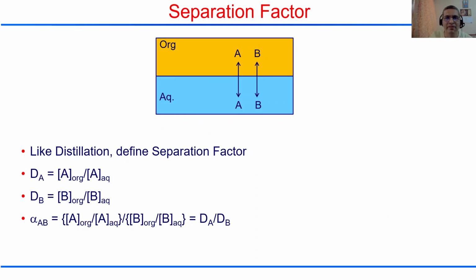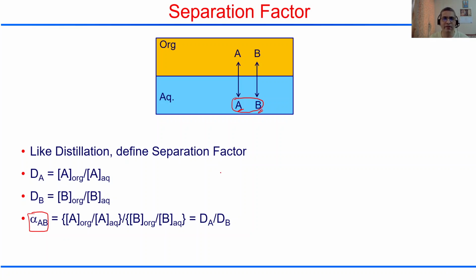So suppose there are two components, A and B, in the aqueous phase, and we want to extract one of them. Let's say A is our desired one, B is our undesired one. So we use an organic solvent and extract them. Now both of them reach equilibrium. So the distribution coefficient of A we can define, the distribution coefficient of B we can define, and we can define a separation factor, like we define for distillation.